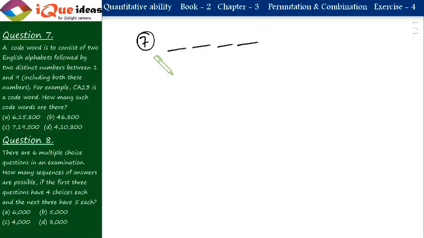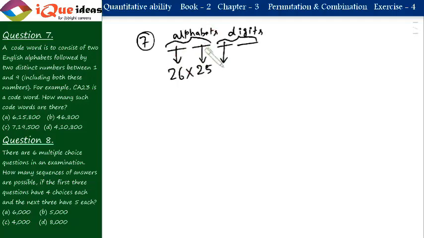We straight away do the calculation. The first 2 places are to be occupied by alphabets, and these 2 are to be occupied by digits. So straight away we can say the first place can be filled in how many ways? How many alphabets are there in the entire system? We have 26 alphabets, so the first place can be filled in 26 ways. Then the second place can be filled in 25 ways. So multiply. Then the first place for digits can be filled in how many ways?